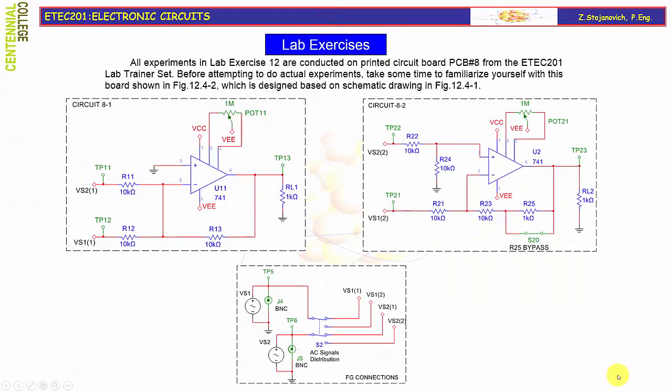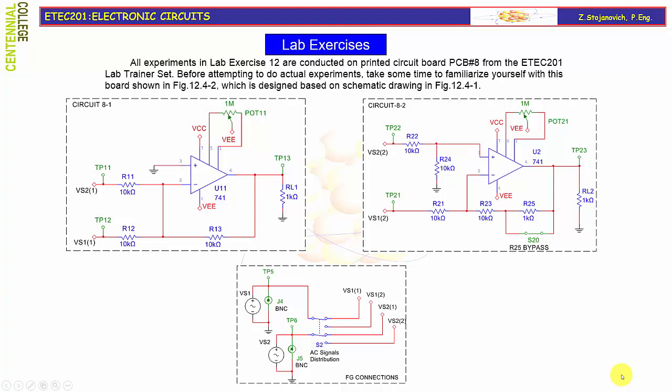A few words about lab exercises. All experiments in lab exercise 12 are conducted on printed circuit board PCB number 8 from the ETEC201 lab trainer set. Before attempting to do the actual experiment, take some time to familiarize yourself with this board.